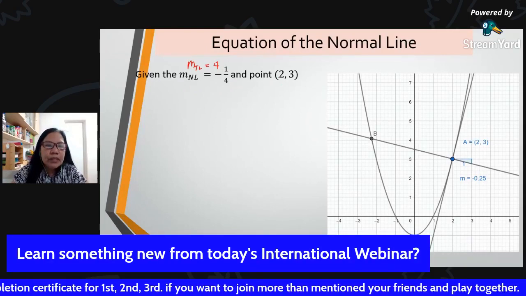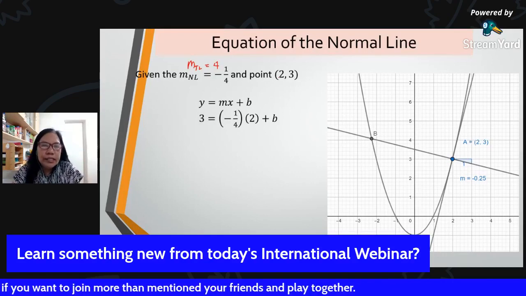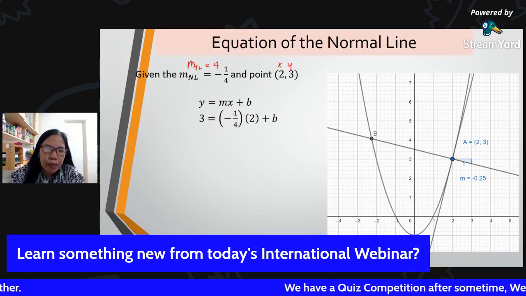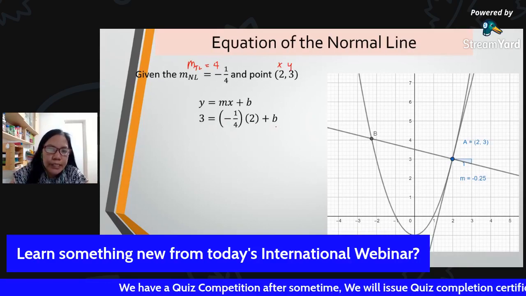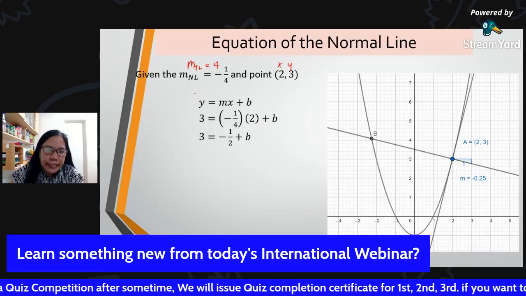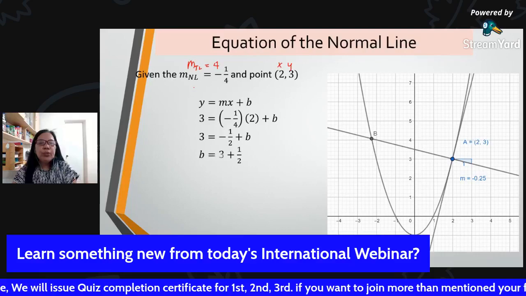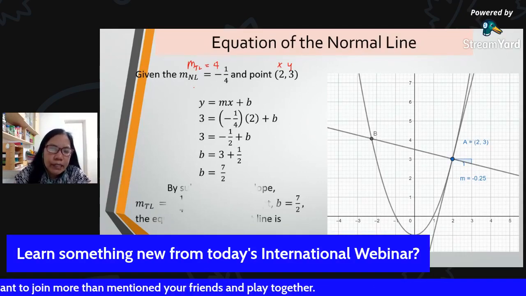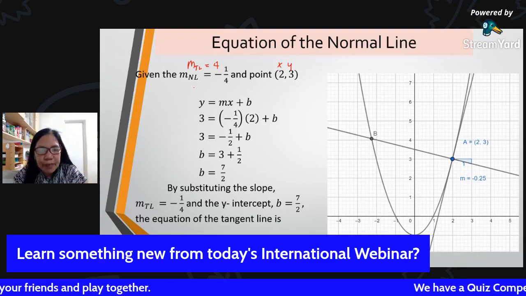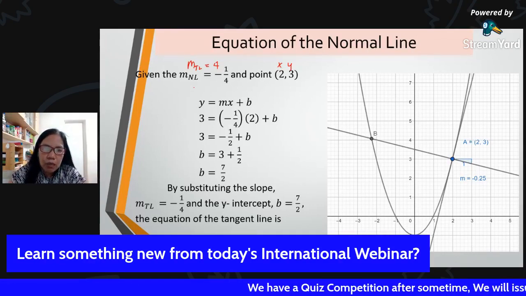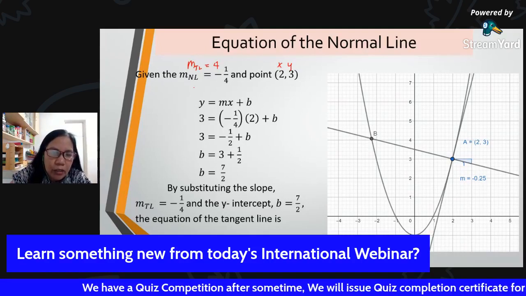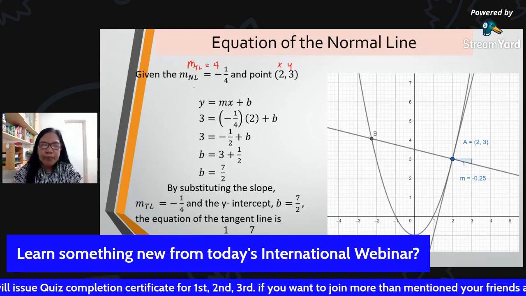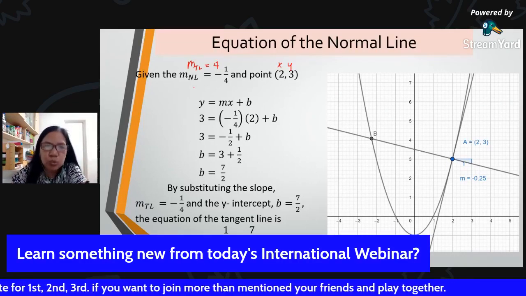and it is passing through (2, 3). So using again the slope-intercept form, we have to plug in the x and y and the slope. So 3 equals negative 1/4, the slope, times x, which is 2, plus b. So we have 3 equals negative 1/2 plus b. So b is 3 plus 1/2, and that is 7/2. So by substituting the slope negative 1/4 and the y-intercept into the slope-intercept form, we have the equation y equals negative 1/4 x plus 7/2.